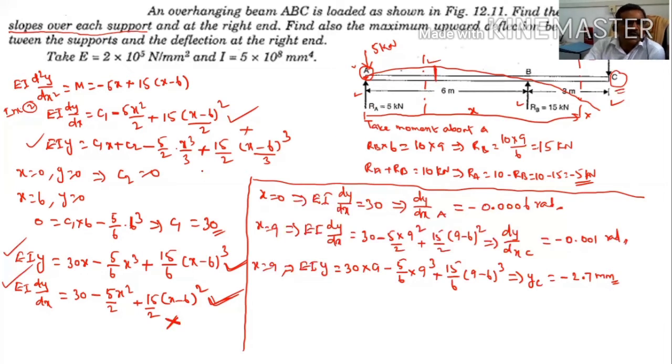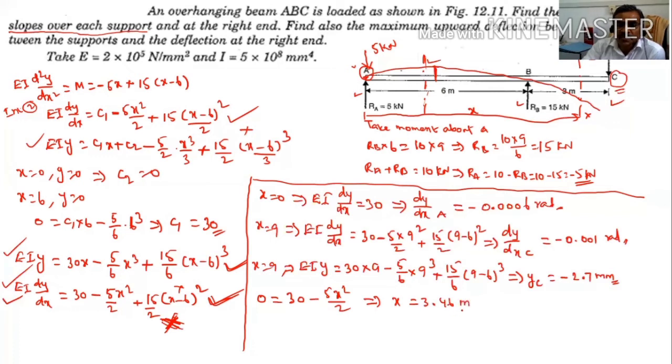To find this location, in the slope equation you substitute dy by dx equal to 0, because at this point dy by dx is equal to 0. Another thing is the axis must be here only, so the terms on the right side will not come. You should not consider this term. So now 0 is equal to 30 minus 5 x square by 2. The last term you don't take. Then you will get the value of x: x is equal to 3.46 meters.